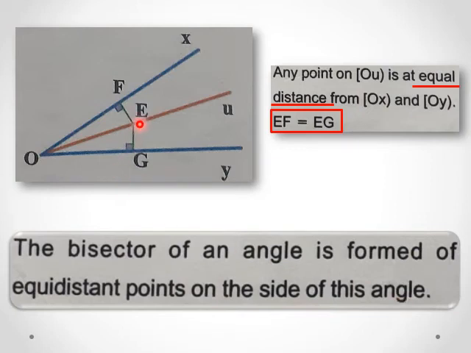This means that here, if I plot a point here, this segment is equal to this segment here. Any point on the bisector is equidistant, or having the same distance, from OX and OY. And when I'm talking about distance, I mean any perpendicular drawn from the bisector to OX. Okay?